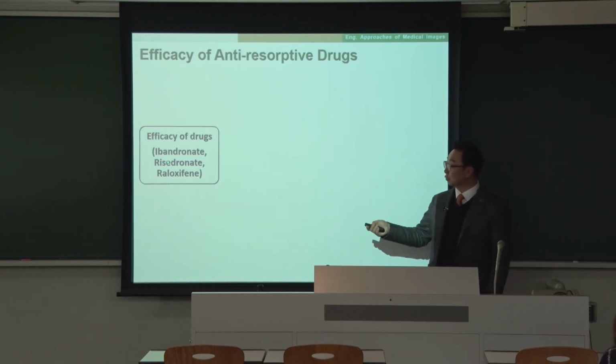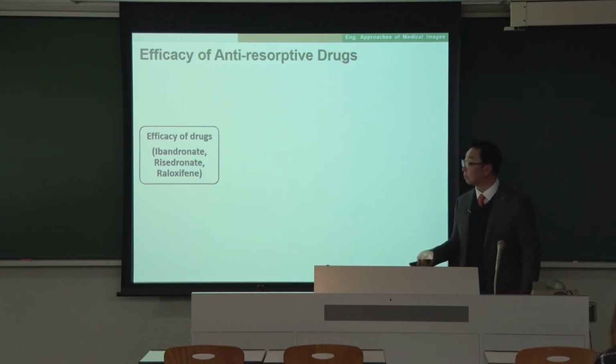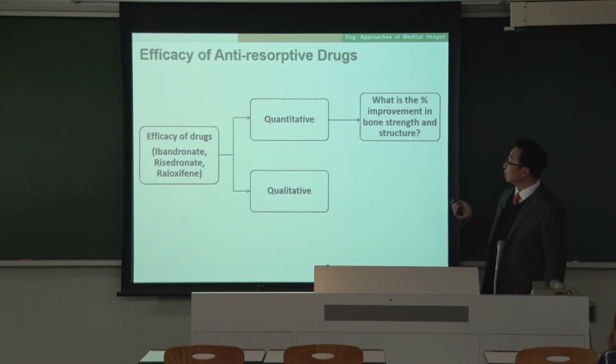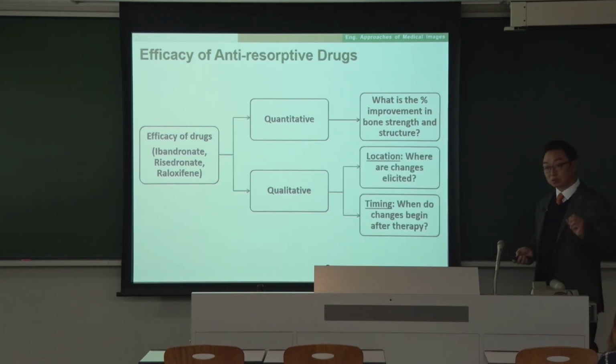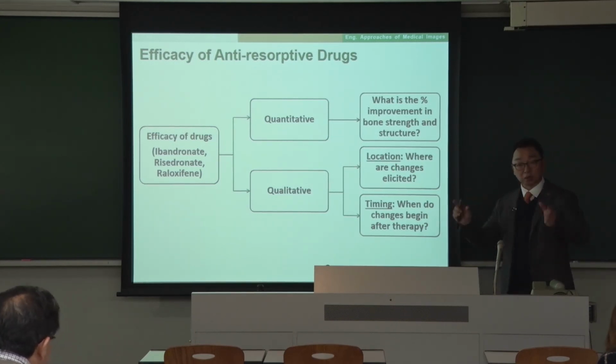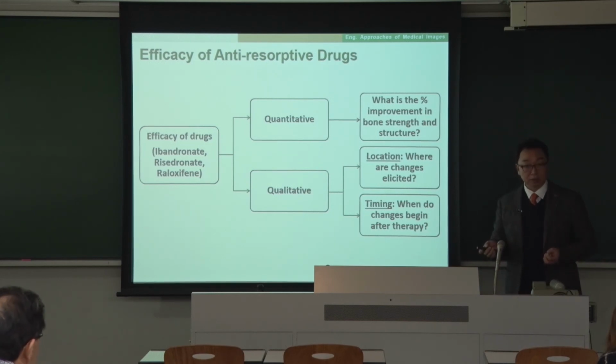I mean, this alendronate, risedronate, raloxifene is actually just a medicine, okay? So anti-resorptive medicine, which stops the bone remodeling. So we look at it in a quantitative manner or qualitative manner. You see, what is the percentage improvement in strength? But also, we were interested in the location, where? Where does the bone resorption or apposition happen, okay?